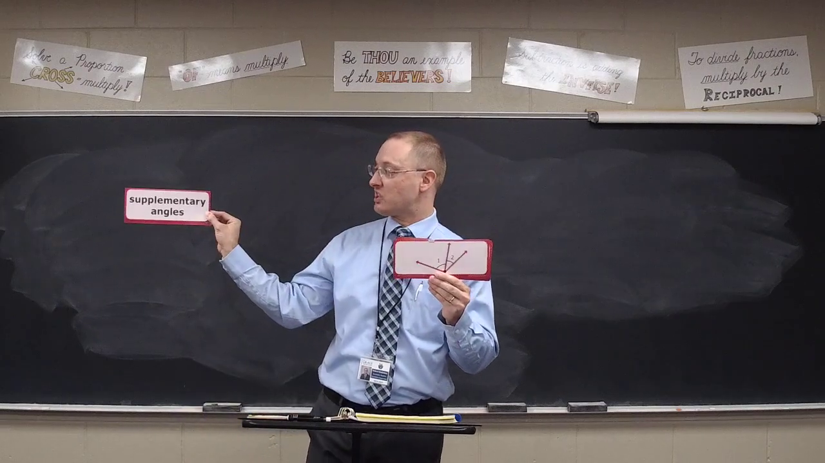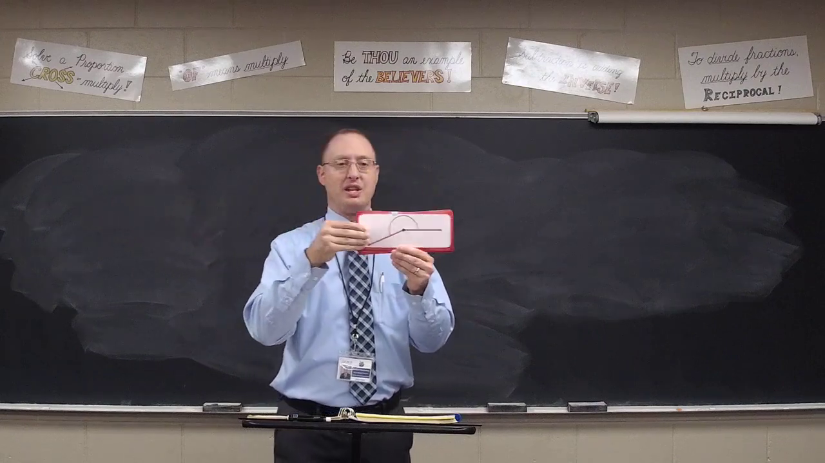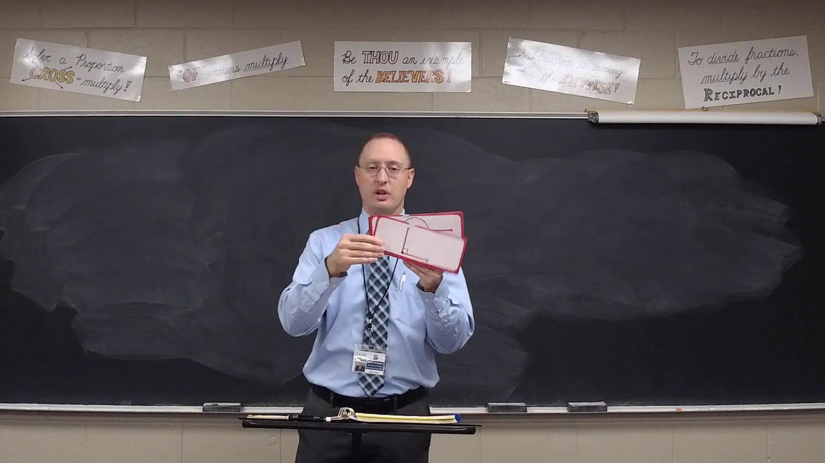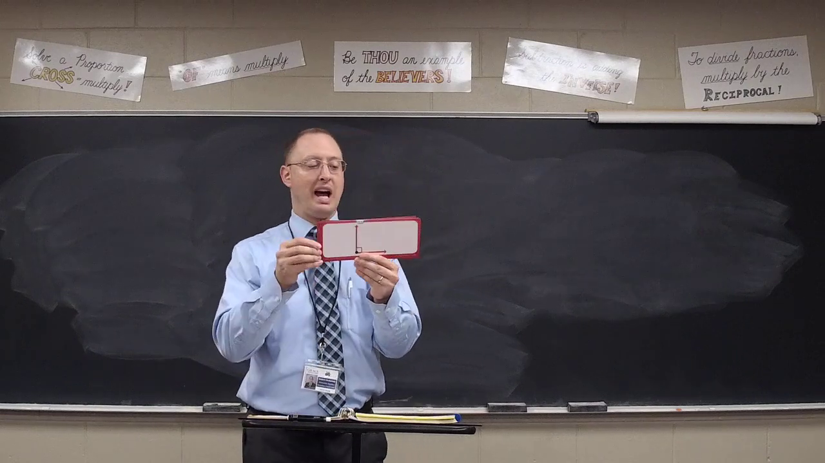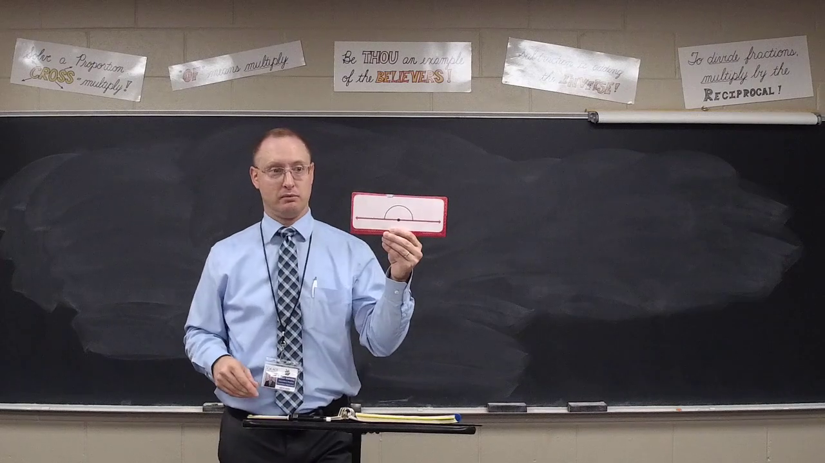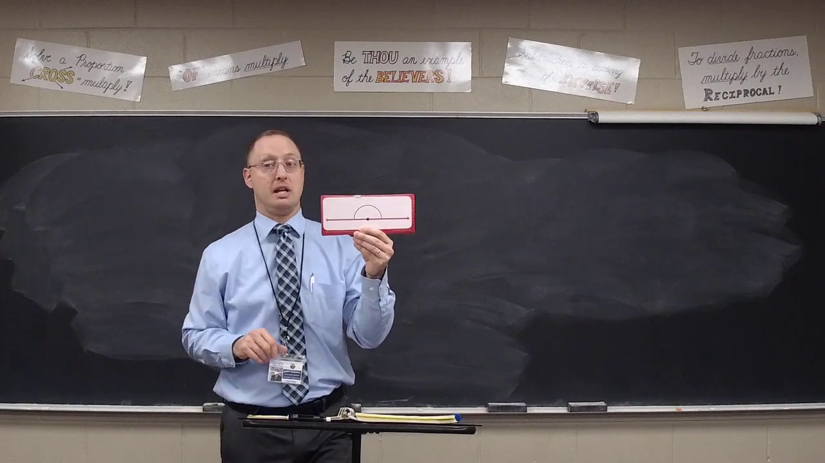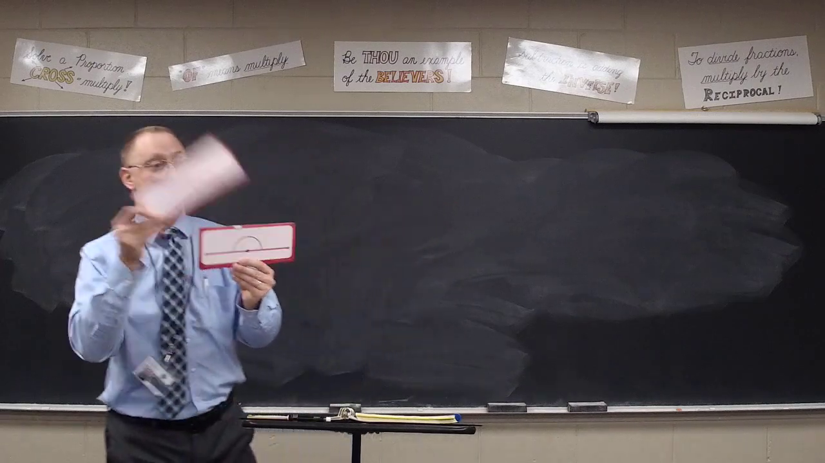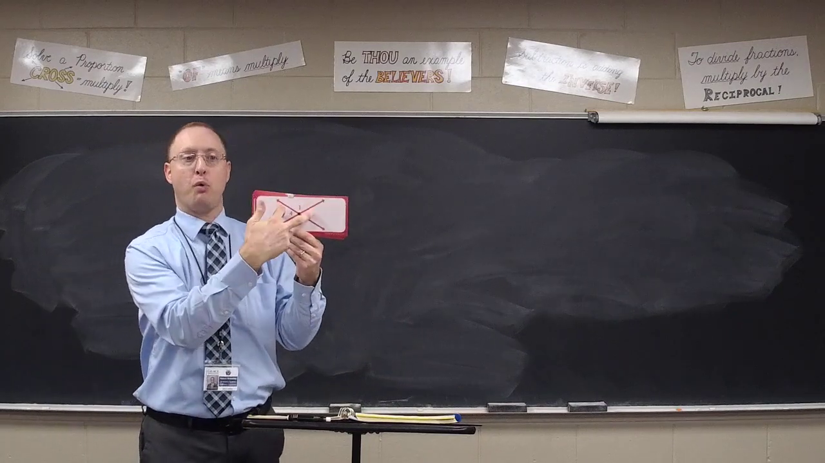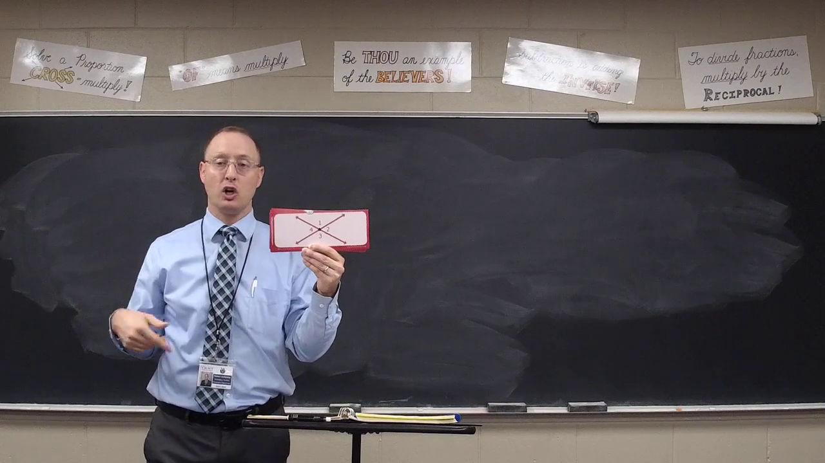Again, notice the spelling, supplementary angles. What about this angle? It's bigger than 180 degrees. Reflex angle. An angle that's exactly 90? Right angle. Here, class, we have a straight angle. Why do you think it's called a straight angle? Straight line. How many degrees in it? 180 degrees.